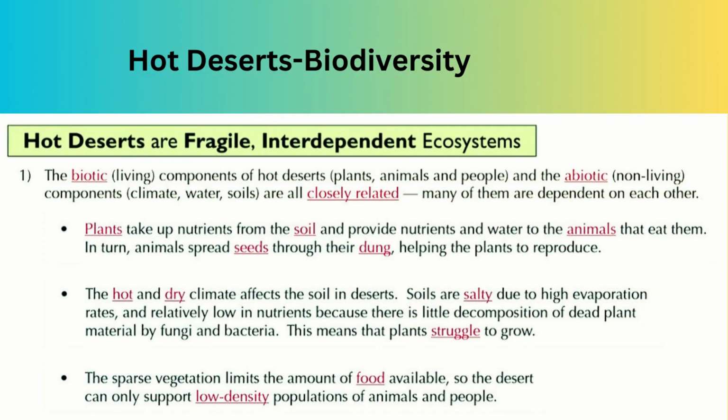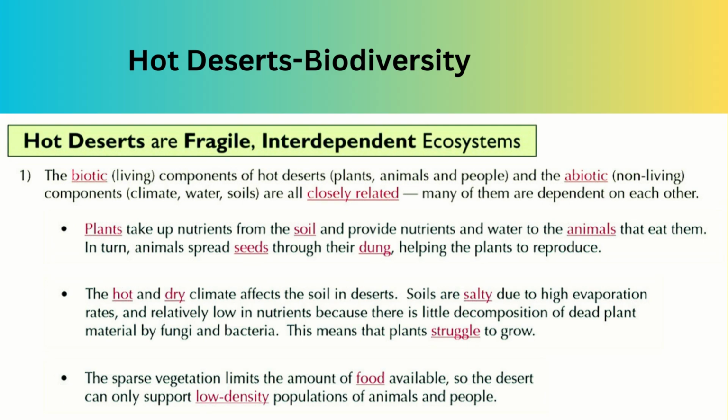Hot deserts biodiversity. Everything is connected to everything else in the hot desert ecosystem. Hot deserts are fragile, interdependent ecosystems. The biotic living components of hot deserts, plants, animals, and people, and the abiotic non-living components, climate, water, soil, are all closely related. Many of them are dependent on each other.